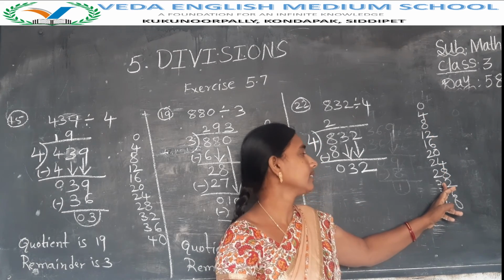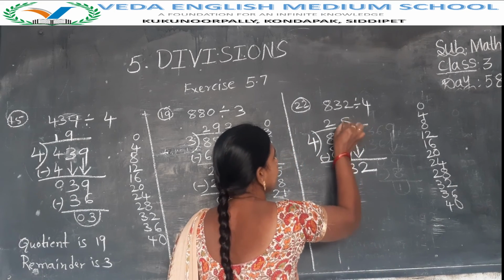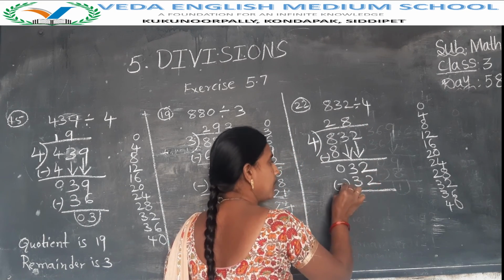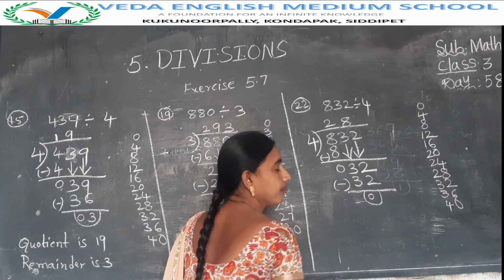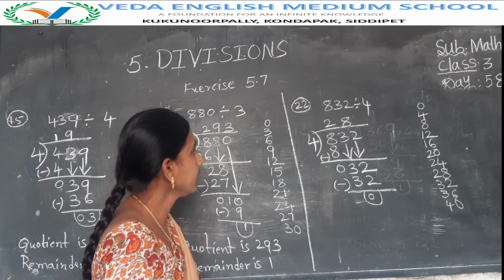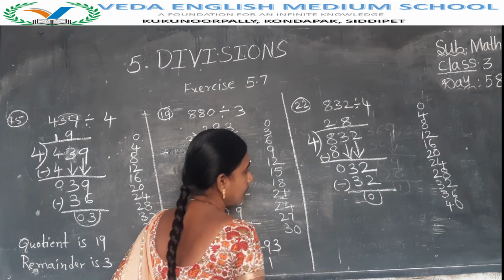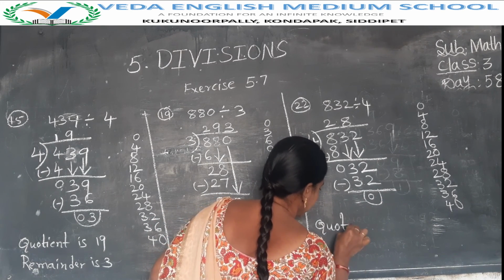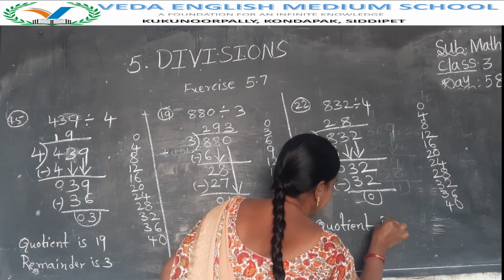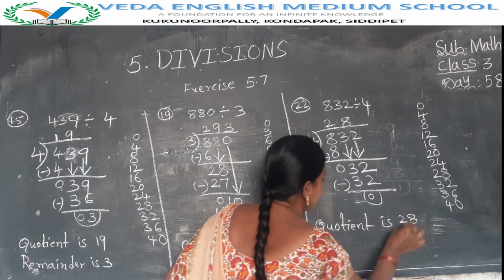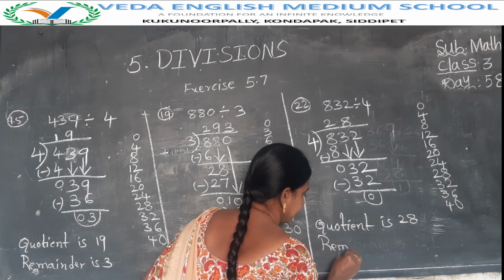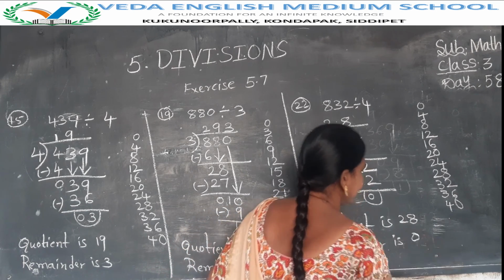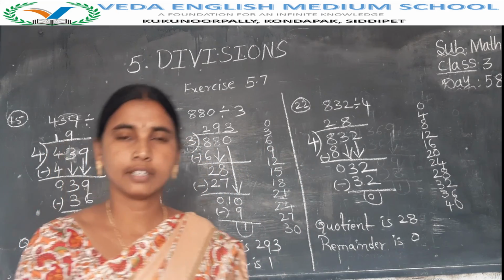8 times 4 is 32. So 4 eights are 32. Now do the subtraction. 32 minus 32 is 0. So now quotient is 208. Remainder is 0. Quotient is 208. Remainder is 0. Okay children, next problems, that is your homework.